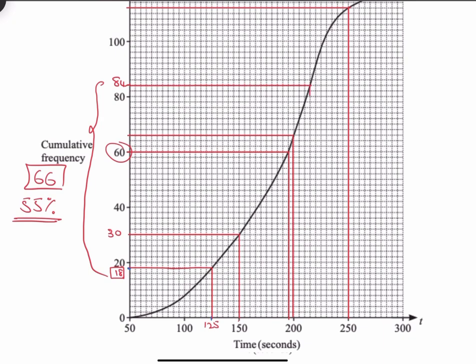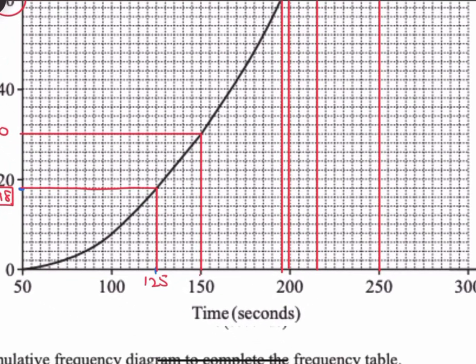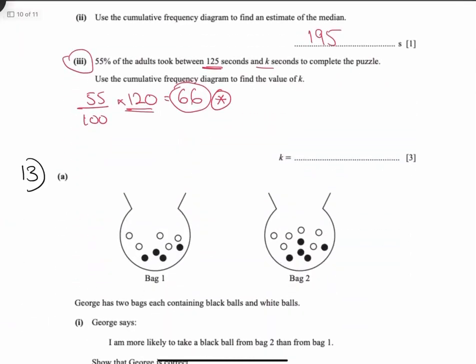and then from here going straight down. Okay? And this is going to be 205, 210, 215. This is 215. And that is the value of k. K equals 215. That was not an easy question.